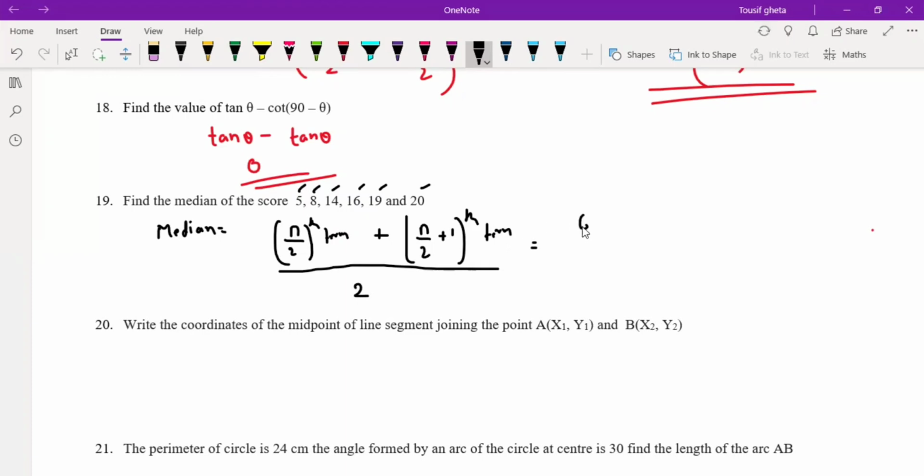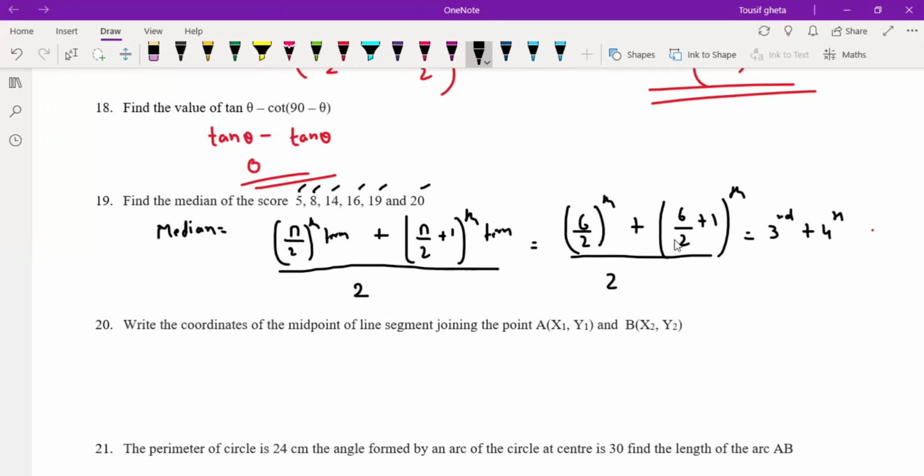So 6 by 2 plus, similar way, 6 by 2 plus 1, whole divided by 2. That will give the value as the third term plus the fourth term, because 6 by 2 will give us 3, 3 plus 1 will give 4, whole divided by 2.